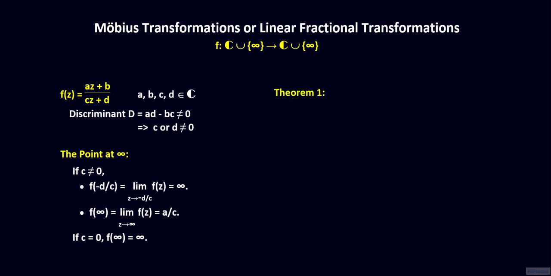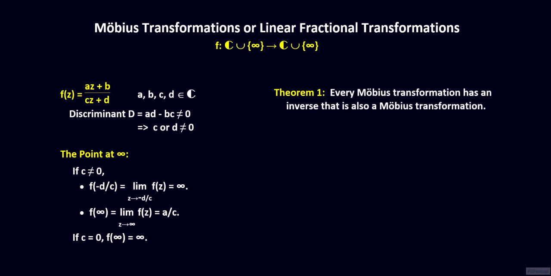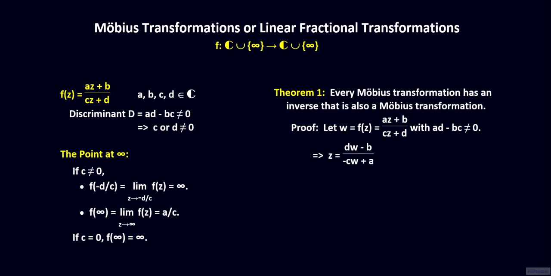The first theorem that we prove in this lecture states that every Mobius transformation has an inverse that is also a Mobius transformation. The proof is quite straightforward. Let w be equal to f of z, which is equal to az plus b divided by cz plus d, where ad minus bc is non-zero. We solve for z in terms of w. We leave it as an exercise for the viewer to check that z equals dw minus b divided by minus cw plus a.